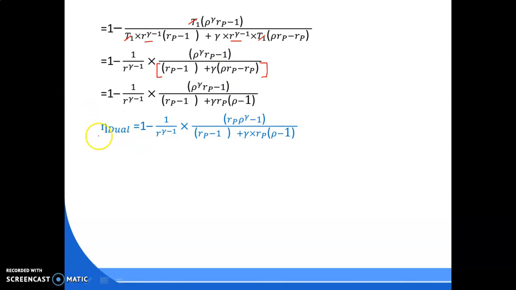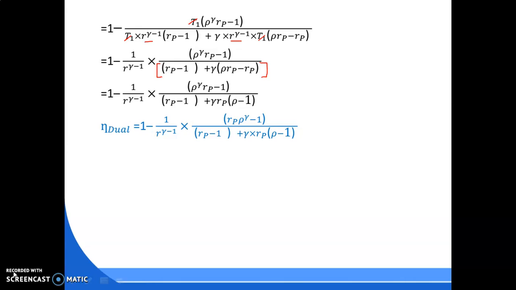So what is the efficiency? Dual cycle efficiency is 1 minus 1 by r to the power gamma minus 1 into Rp rho to the power gamma minus 1 divided by Rp minus 1 plus gamma into Rp into rho minus 1. That is the dual cycle efficiency that you have to remember. So this is the dual cycle efficiency of the IC engine.